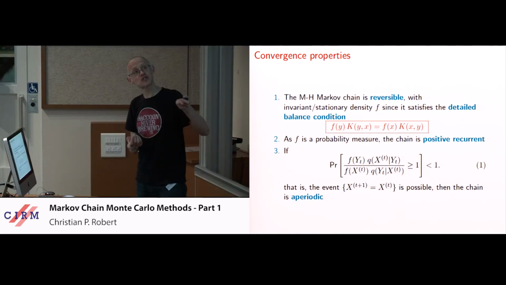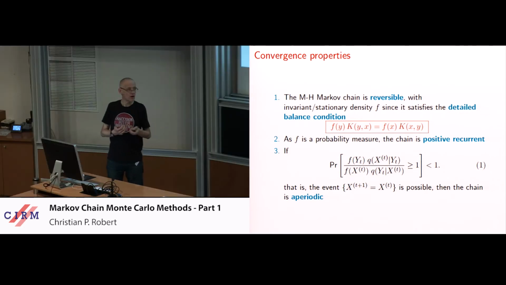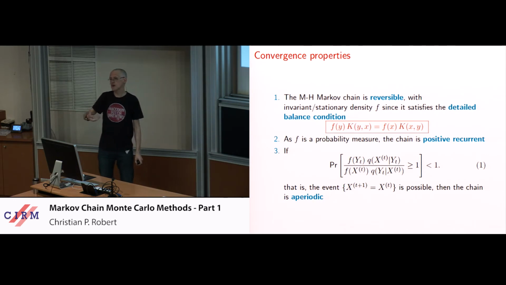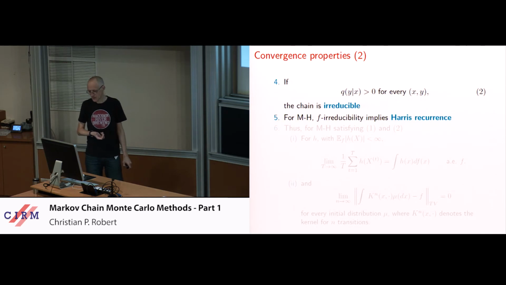And then the last point is that the chain may be periodic if we are very unlucky. But if there is a certain probability that the chain sticks to the same value, so if this has a positive probability, then this may happen once, twice, or several times, and therefore the chain is aperiodic, which is a minor property anyway. But if we have those three properties, the chain is not only stationary, it is also converging to f no matter what the starting point, or for almost every starting point. The chain will converge asymptotically to f as its distribution.